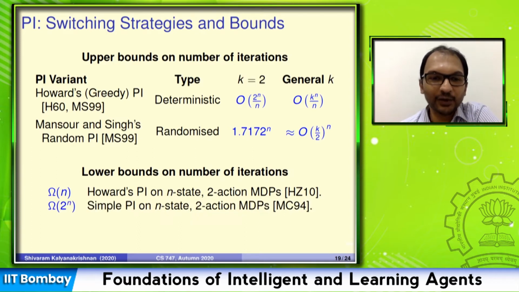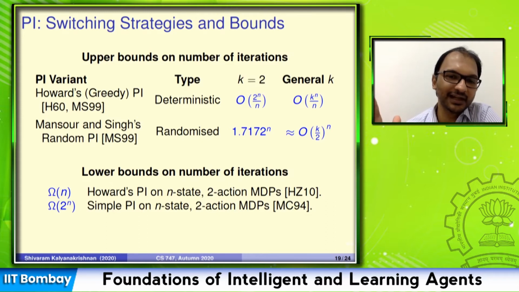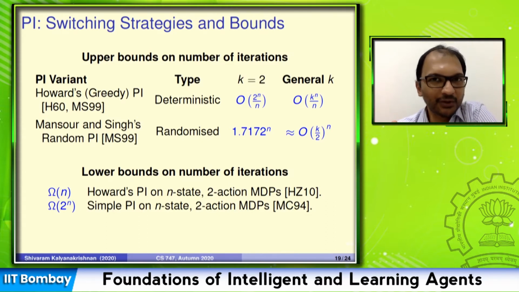There do exist genuine exponential lower bounds for other types of policy iteration. One of the switching rules that we mentioned was simple policy iteration, where you're only switching the rightmost state. A 94 paper shows that that strategy can actually visit every policy in an MDP. So for an MDP with n states and 2 actions, by construction, it is shown that you will visit all 2 to the n policies.